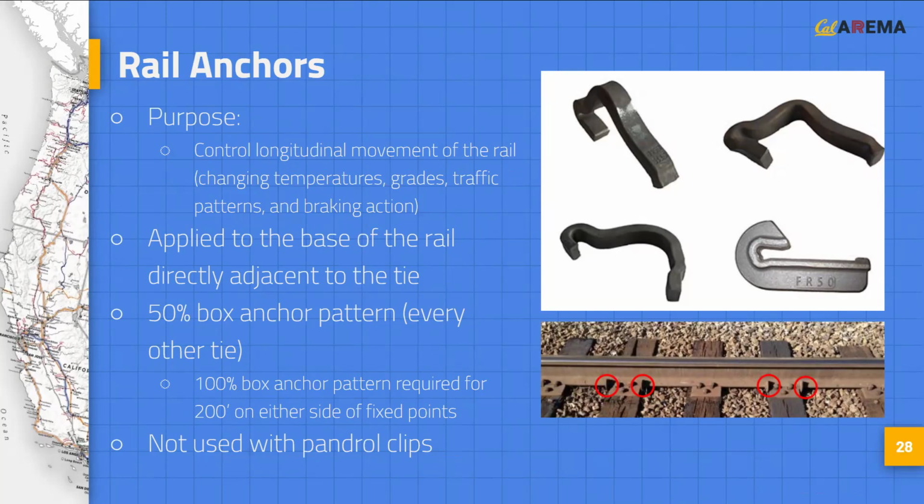Continuously welded rail typically requires a 50% box anchor pattern, where anchors are applied on either side of every other tie. The 100% box anchor pattern is required for 200 feet on either side of fixed points like grade crossings, turnouts, and bridges. Rail anchors are not used alongside pandrel clips or on concrete ties, as the pandrel rail fastener system serves the same purpose.